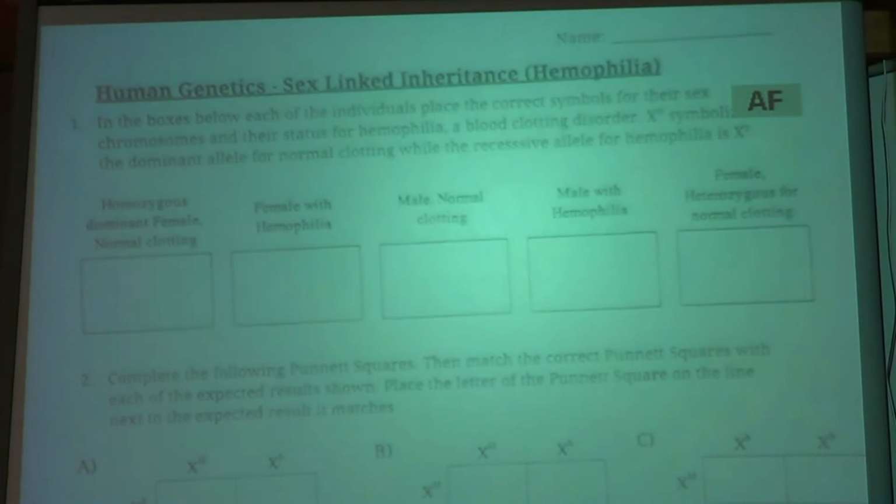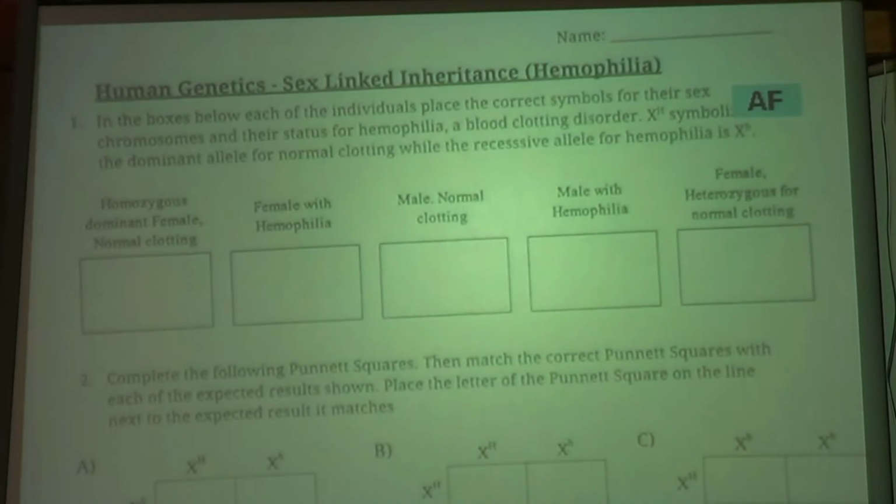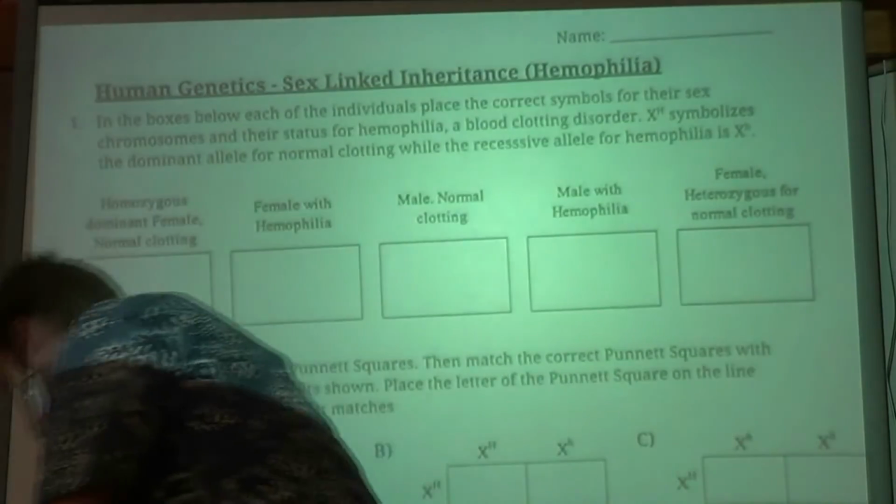So once that comes into focus, we'll take a look at this. Hemophilia, if we read the introduction, is another sex-linked recessive trait carried on the X chromosome, a blood clotting disorder. It referenced the, what was it called, the coagulation cascade? That was a new term for me. Does your blood clot or not clot? So X, big H, symbolizes the dominant allele for normal clotting, is what it says, right?